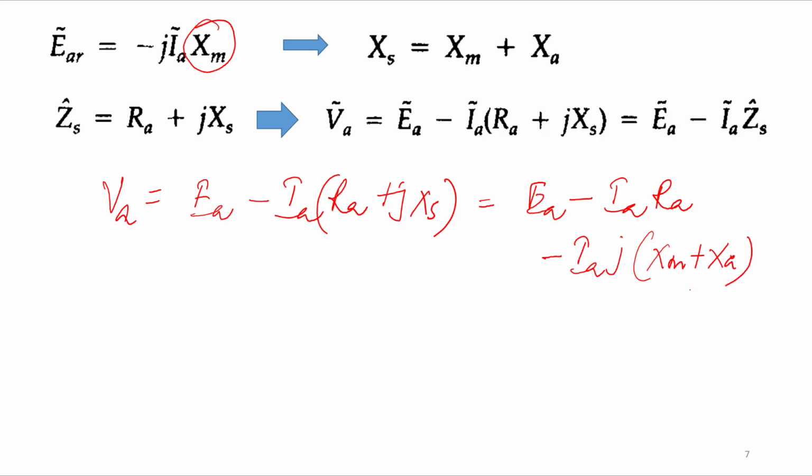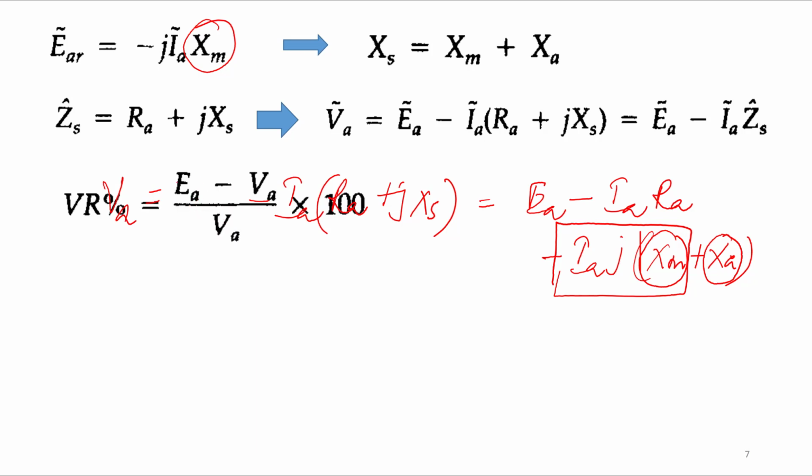So this XM component is because of the magnetizing reactance, and XA is the normal leakage reactance, as you have also seen in the case of the transformer. So now this IAXM will give us the component because of the armature reaction, and IAXA will give us the drop because of the leakage reactance.